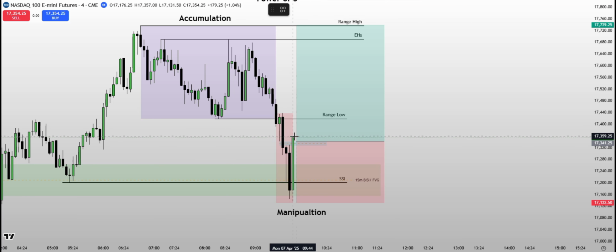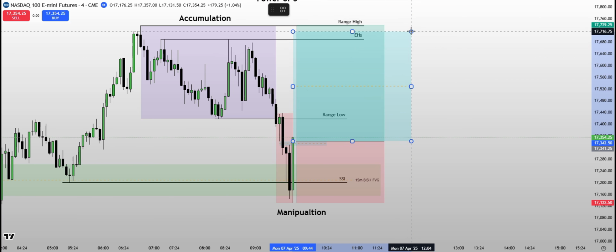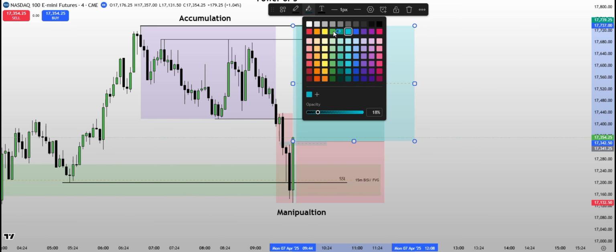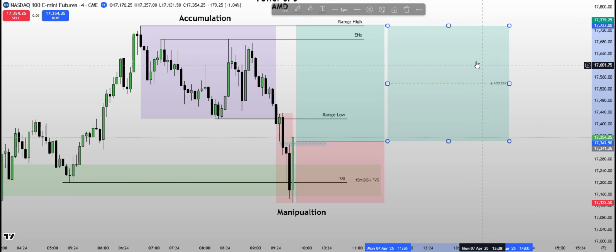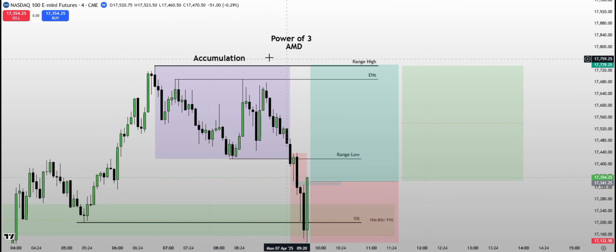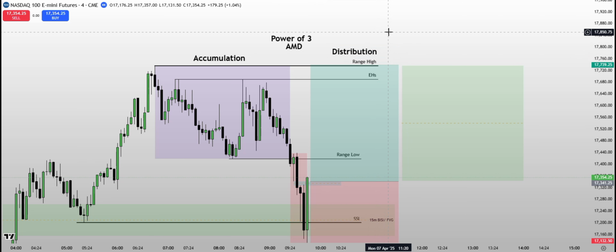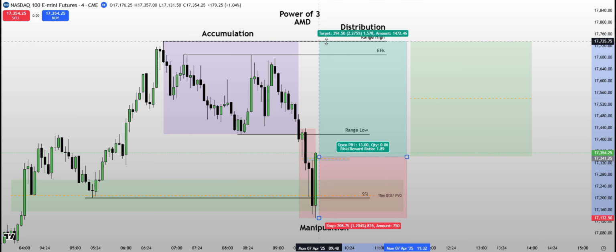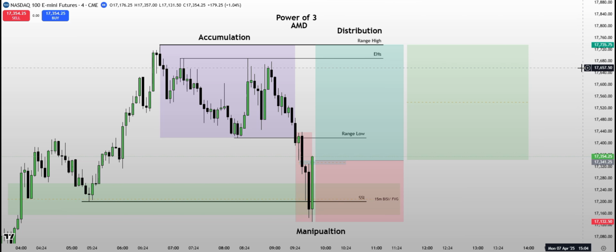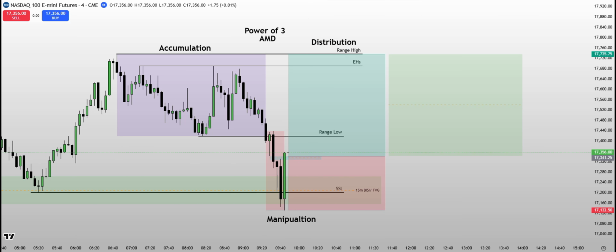And what do we expect price to do now? We manipulated. We expect price to carry through with that move, with that distribution above. That's what we're expecting price to do. And so let me mark out the next phase we expect price to do. The distribution phase to the range high. That's what we're looking for price to do. Enter on the 4 minute inverse. There we go. There's our entry.